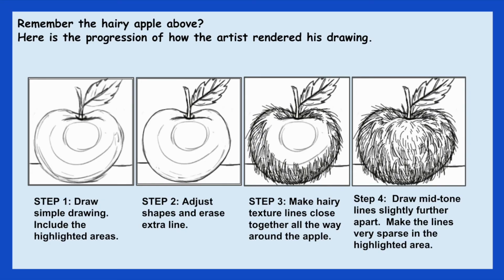Remember the hairy apple? Well, here's the progression of how the artist rendered his drawing. First, he did a simple drawing, including the highlighted areas. Then he adjusted the shapes and erased the line. He made hairy textures close together all the way around the outside edge of the apple, and then he drew in the mid-tone. On the highlight, the lines became very sparse so that it would be a lighter color.